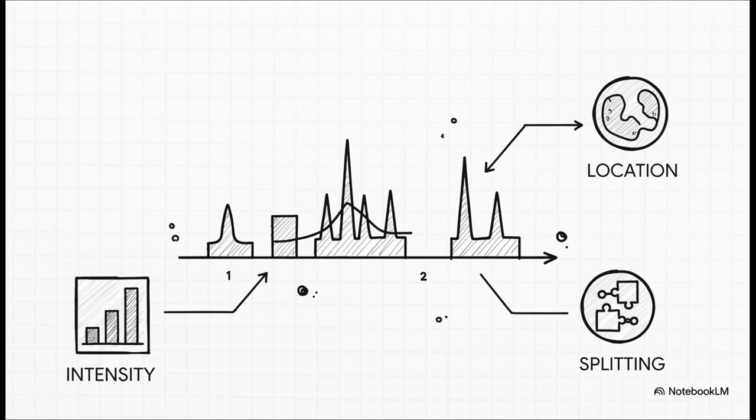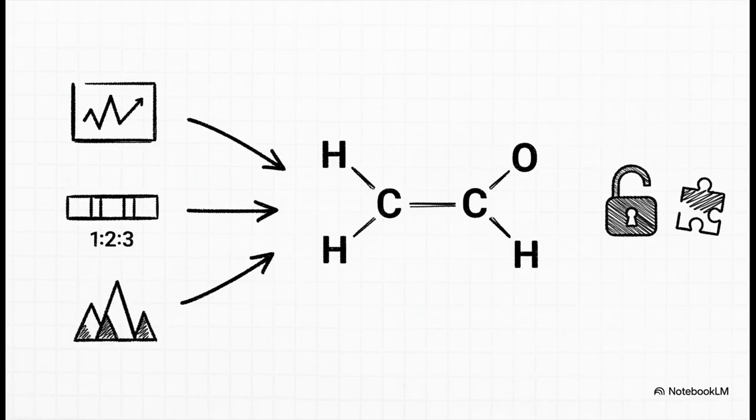Got it. And clue 3, splitting. The 2-proton signal is a quartet, meaning it's next to a group of 3. And the 3-proton signal is a triplet, meaning it's next to a group of 2. They have to be connected. And here it is, the moment of truth. When you put all of that evidence together, there is only one, literally only one possible structure that fits all the facts. You have a 3-proton group, CH3, next to a 2-proton group, CH2, which is attached to an oxygen that has 1 proton on it, OH. The molecular blueprint can only be ethanol.